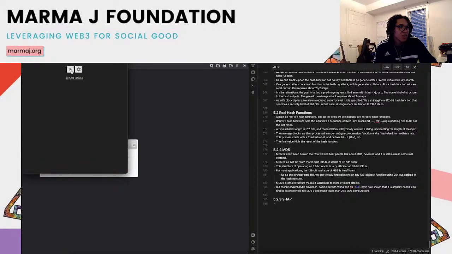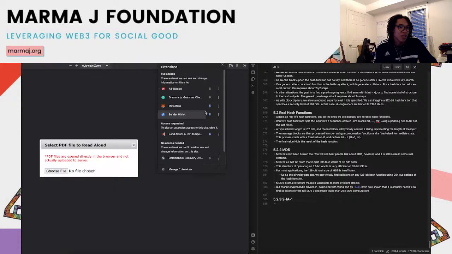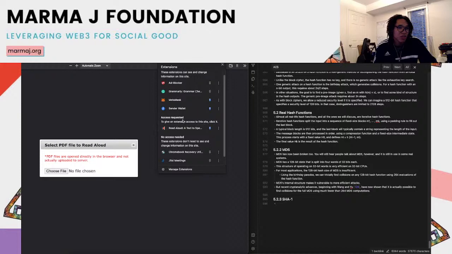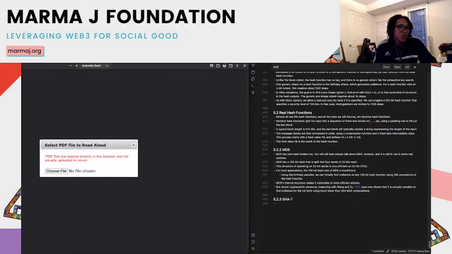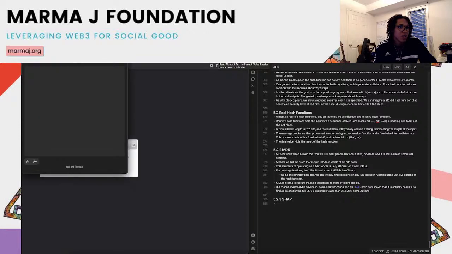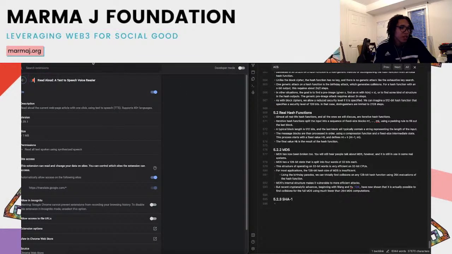Cannot access extension manifest, must request permissions. Oh, the extension's having issues. Yeah, extension's having issues. Access requested. To give it access, click it. Yeah, it's having some sort of issues. We could just close the extension, turn it back on. That should probably work.